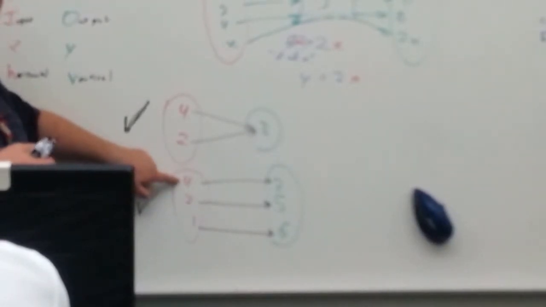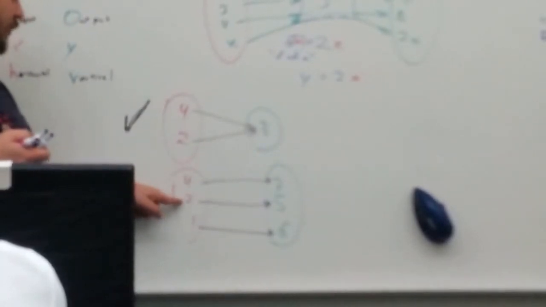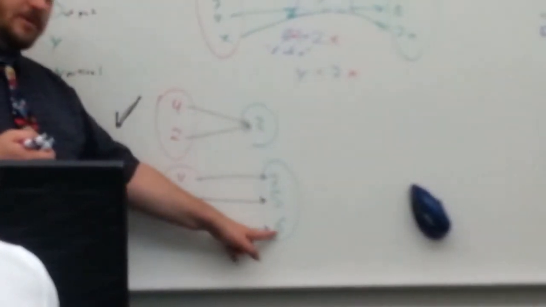All right. With this pair of ovals, I plug in a 4, I get a 3. I plug in a 2, I get a 5. I plug in a 1, I get a 6. Does this meet the criteria to be a function? Does every input have one and only one output? Yes, so this is also a function. For an input of 4, is there one and only one output? Yes. For an input of 2, is there one and only one output? Yes. For an input of 1, is there one and only one output? Yes.